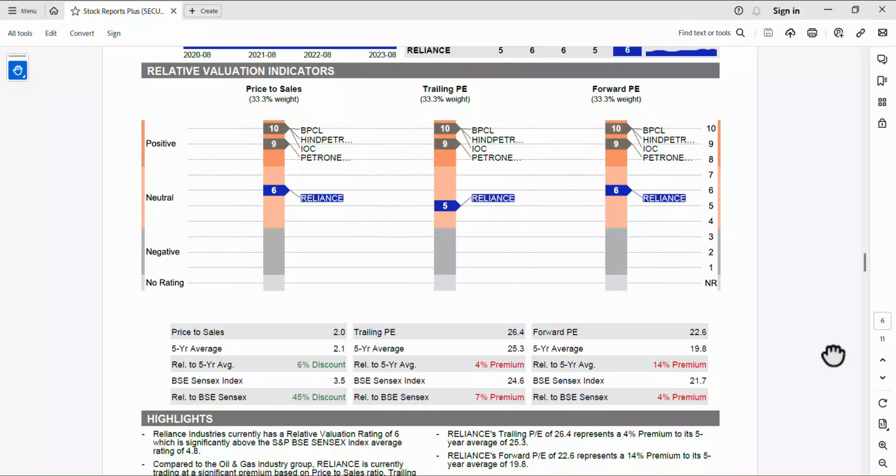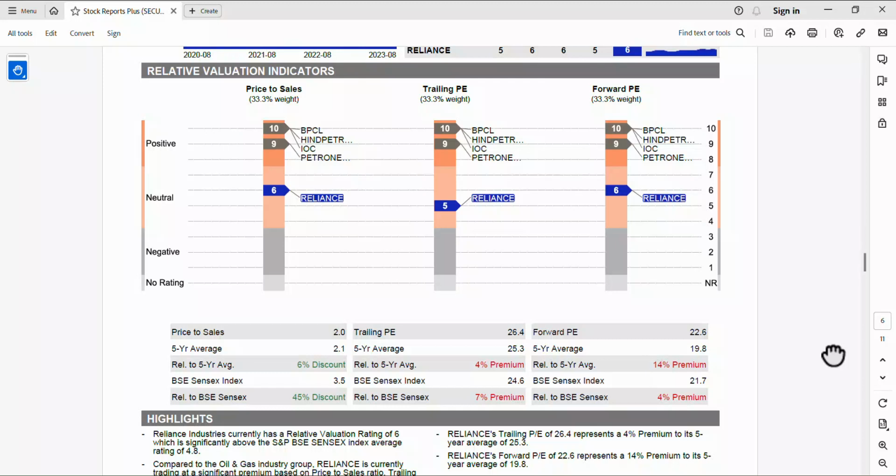at 2. Historical was 2.1. So both in terms of Sensex it is cheaper, as well as by its historical average it is cheaper. Is that okay? So this company is relatively cheaper compared to its historical ratio, as well as compared to other companies of the entire Sensex. Is that okay? Now coming to the trailing P ratio, it is 26.4.